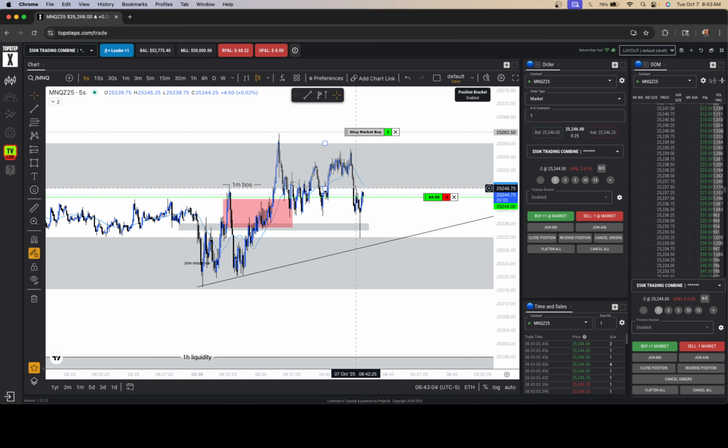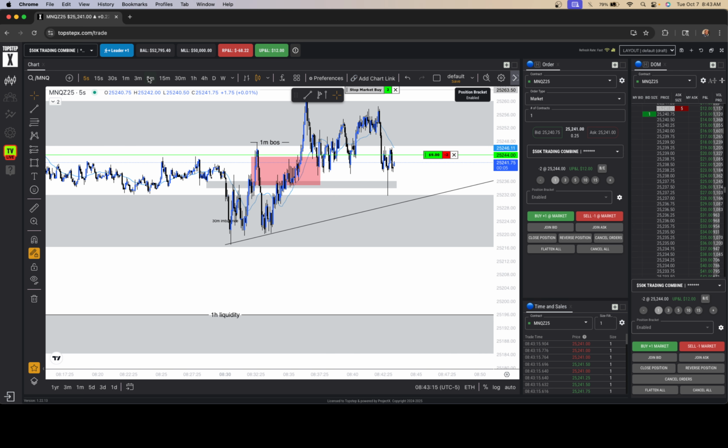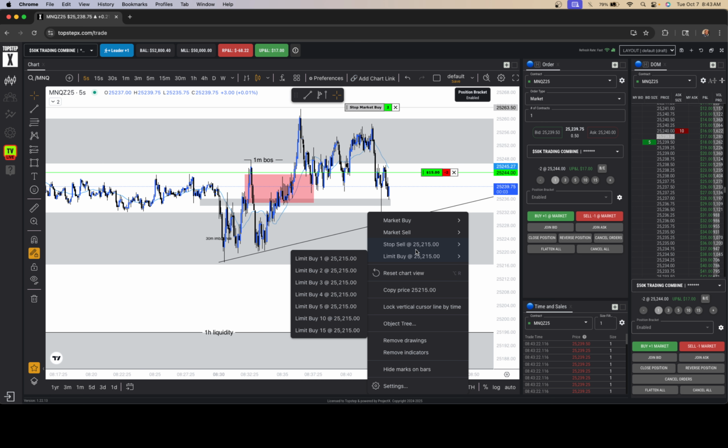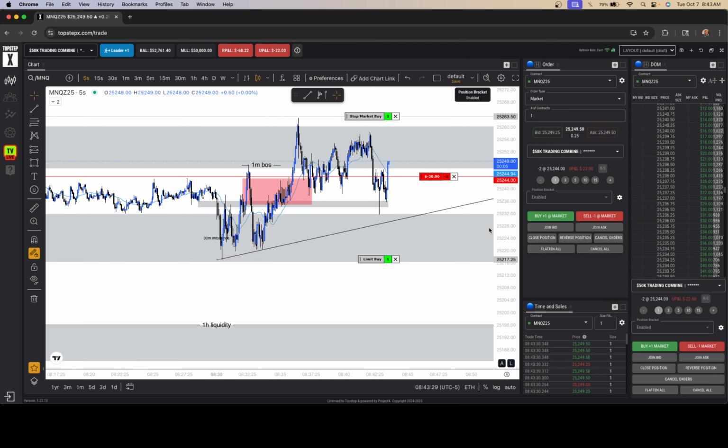I kind of want to see a rejection out of this imbalance now and for us to kind of take out the liquidity on this downside and maybe tap into one of these higher time frame imbalances. That's the goal at the moment. Pushing up. That I do not like.